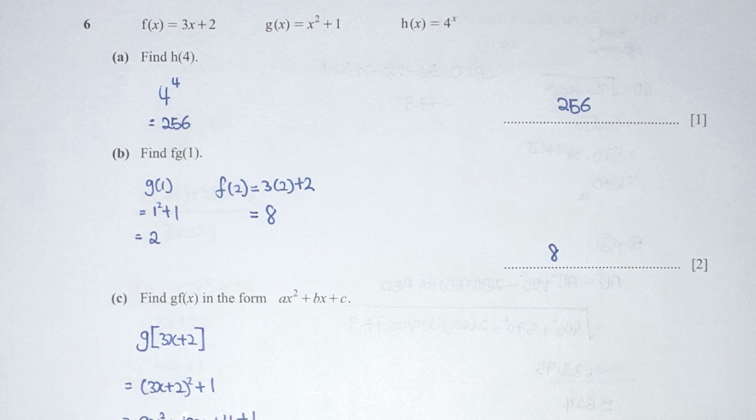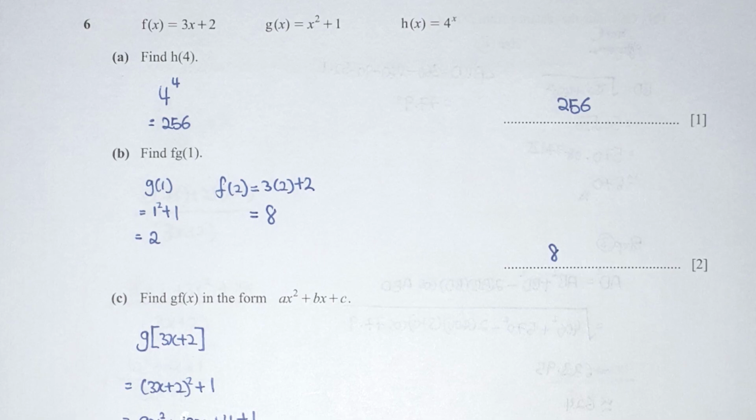As for question 6, this is just a function. Now, when you look at A there, h bracket 4, basically your x is now being replaced by 4. So when you substitute in, it'll be 4 to the power of 4, which translates into 256.